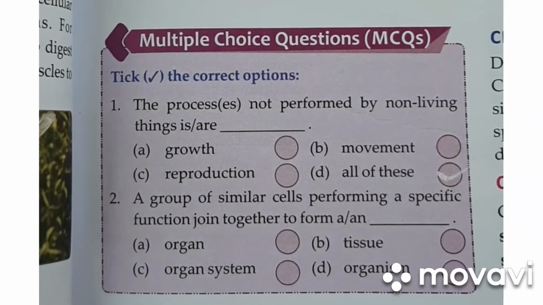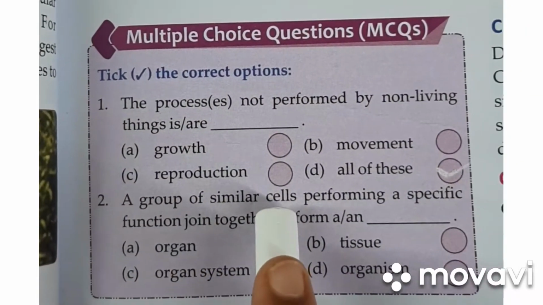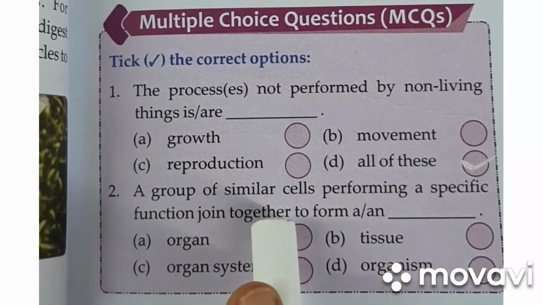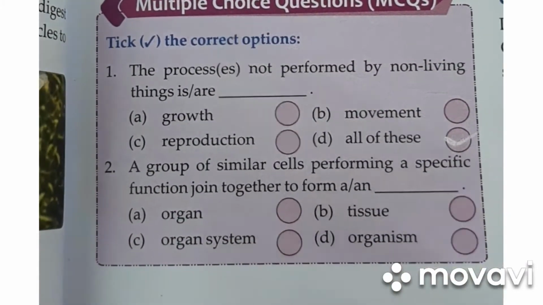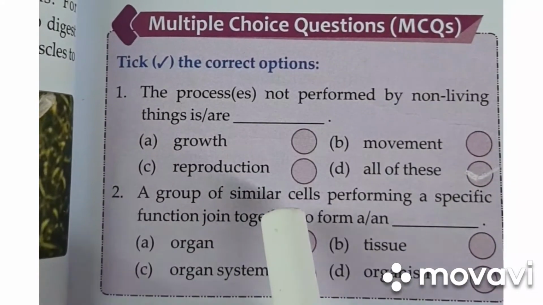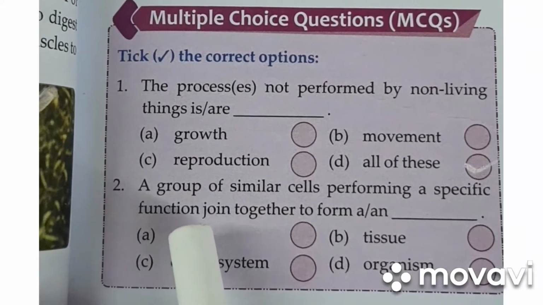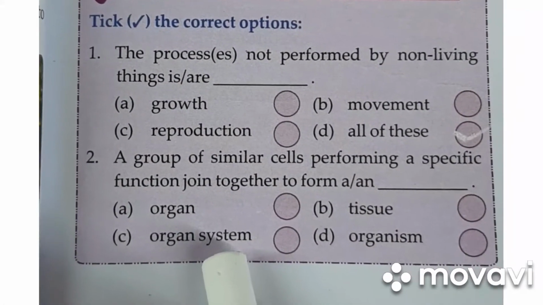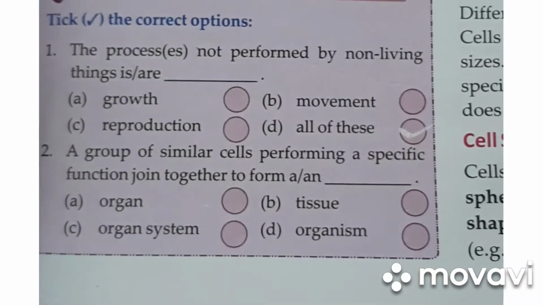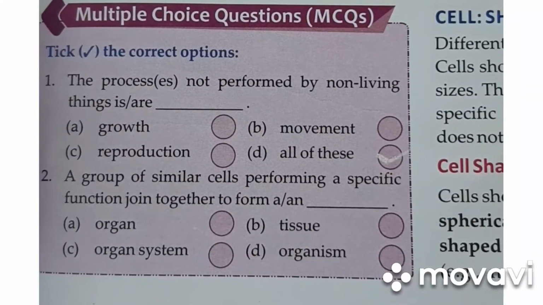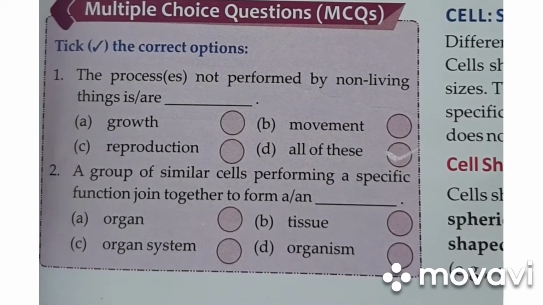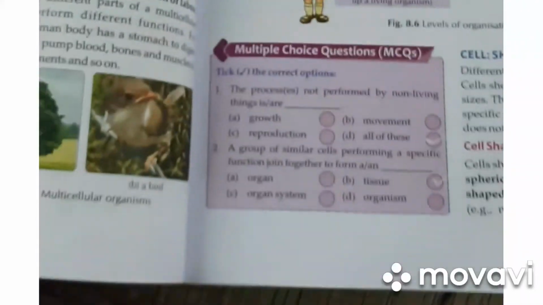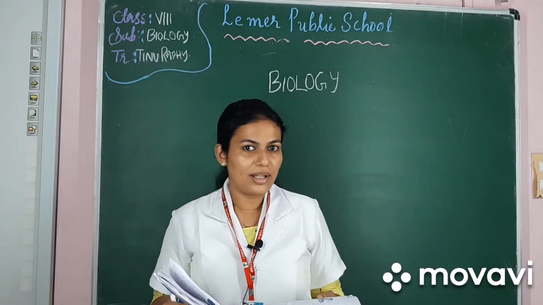Now let's move to the next question: a group of similar cells performing a specific function join together to form a dash. A. Organ, B. Tissue, C. Organ system, D. Organism. A group of cells performing a similar function is called? Yes, the answer is tissue. So I hope all of you got the correct answers.